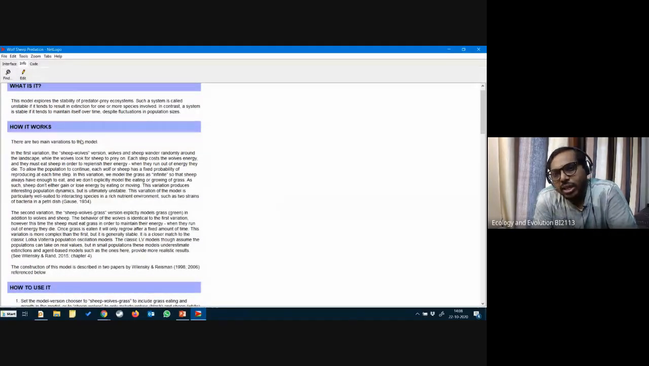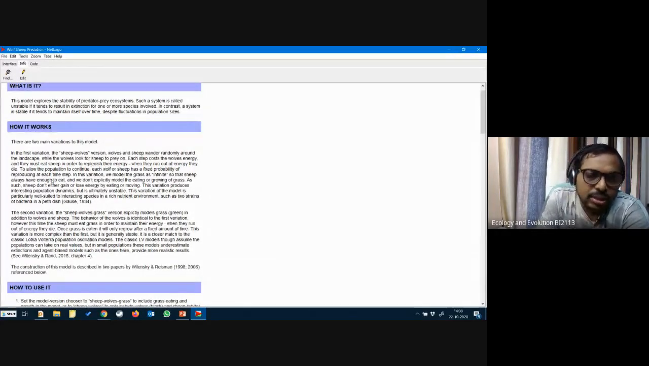In one variation, you just have the prey and the predator, the sheep and the wolf. And in the second one, you have the prey, the predator, and the prey's food source, basically grass. The first one is the sheep wolves model, the second one is the sheep wolves grass model.